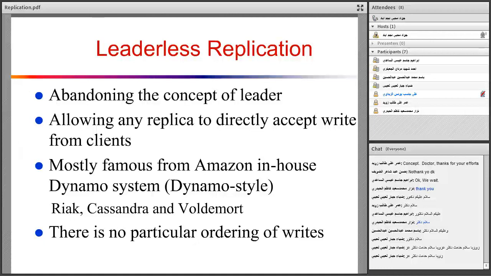This technique is mostly famous from Amazon. It was introduced as the Dynamo system or Dynamo style, which is used in some databases such as Riak, Cassandra, and Voldemort. Riak and Cassandra are the most famous, and they implement and use the Dynamo style and leaderless replication.